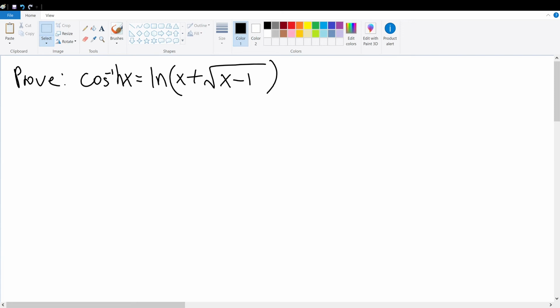Today we're going to be proving the arc hyperbolic cosine of x is equal to the natural log of x plus the square root of x squared minus 1.